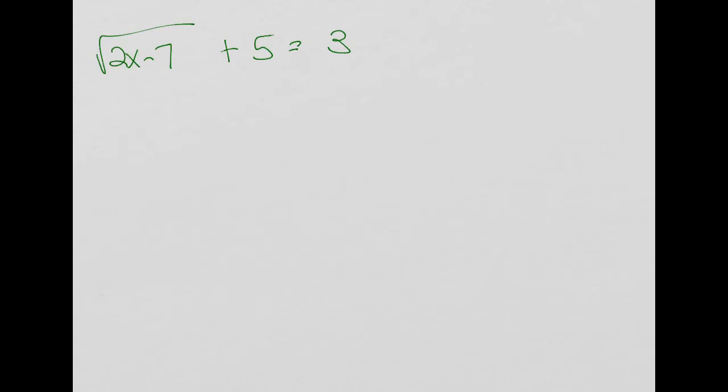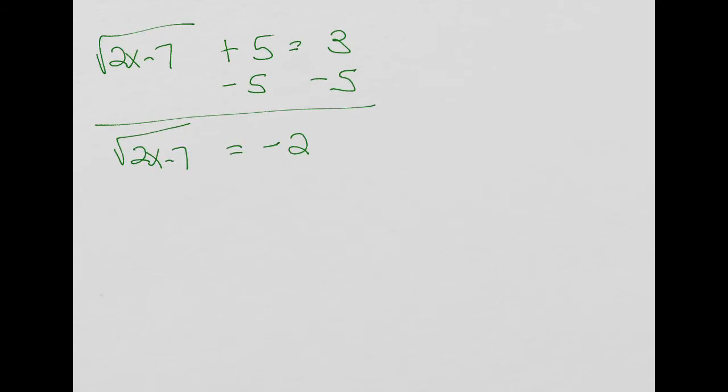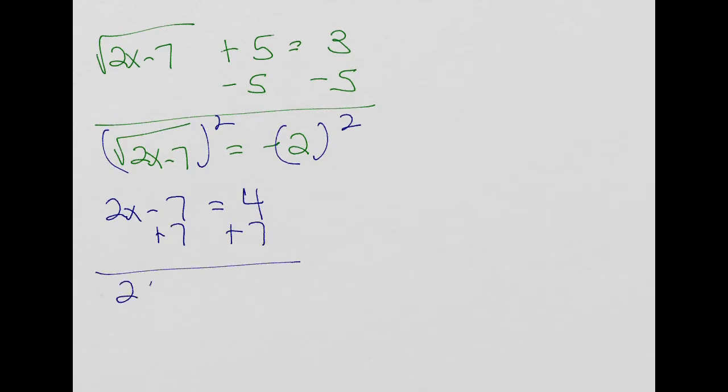So again, we need to get the radical by itself. So I'll subtract 5. And then now we will square both sides. Add 7. So x equals 11 over 2. Since it's a square root, we have to check.